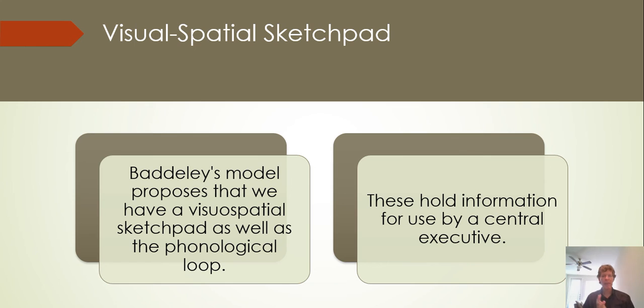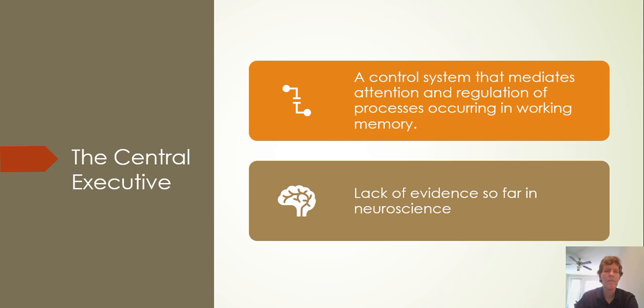Baddeley's model proposes that we have a visual spatial sketchpad as well as a phonological loop. These hold information for use by the central executive, metacognition. The central executive is a control system that mediates, builds a bridge between attention and regulation of processes occurring in working memory. However, we lack evidence of such a central executive in neuroscience.